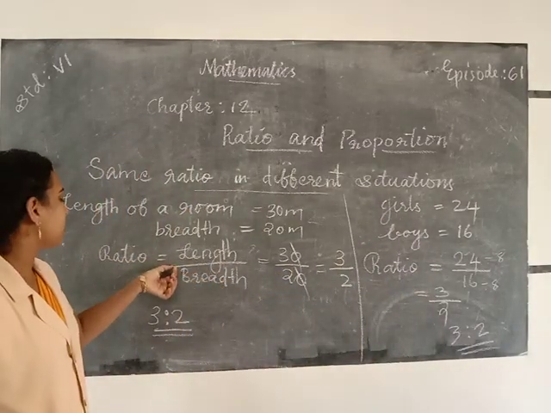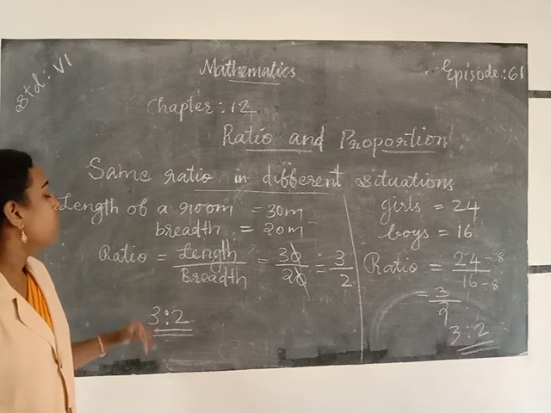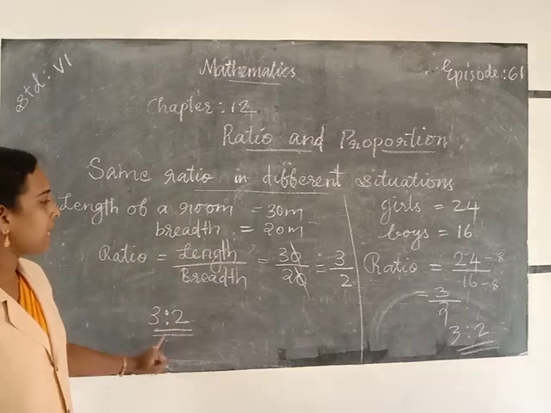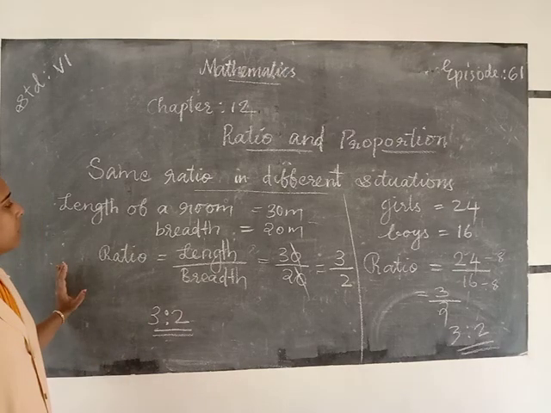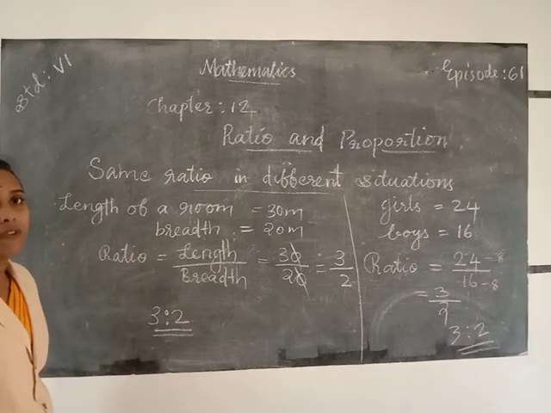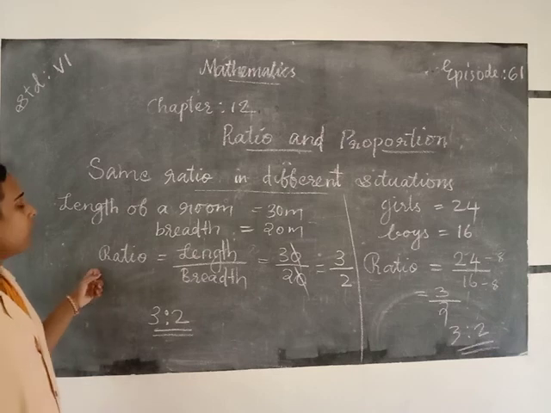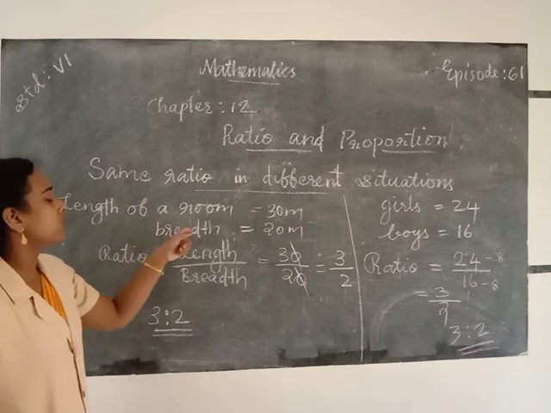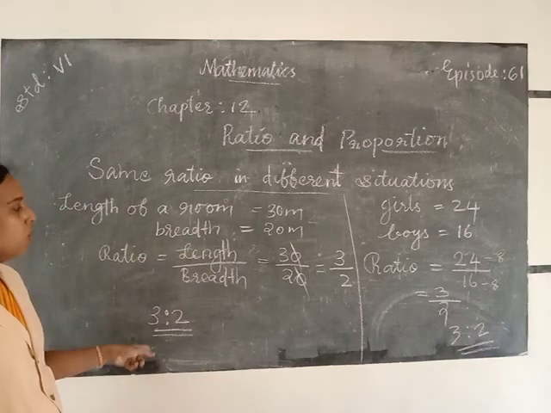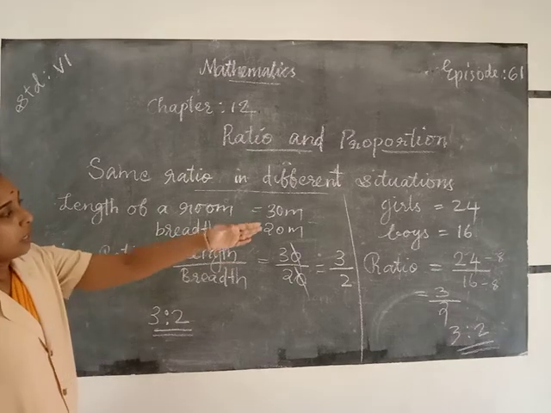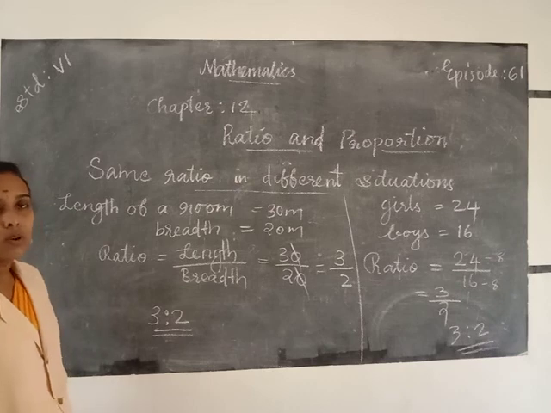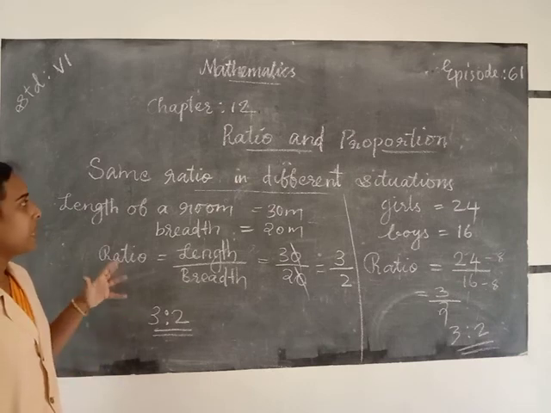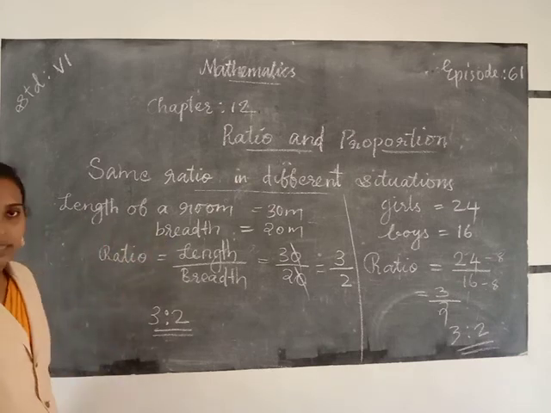Here you can see that in these two questions we get the same ratio, that is 3:2. So in this form we get same ratio in different situations. Here the ratio of length of a room to the breadth of the room is equal to 3:2 and here the number of girls to number of boys, the ratio is also 3:2. In this way we get the same ratio in different situations.